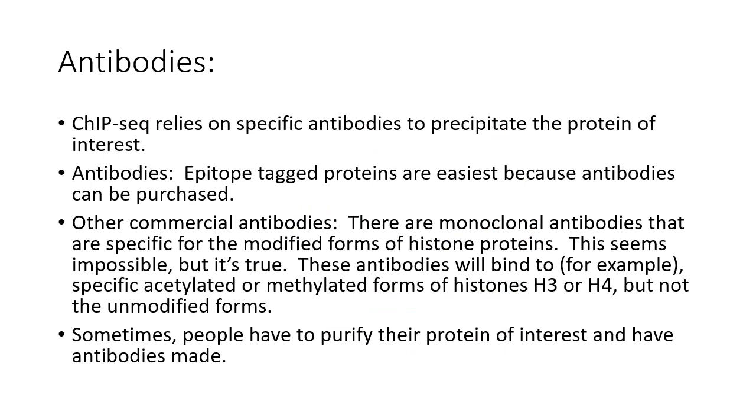Okay, so in terms of doing this, you really have to have specific antibodies. If you're using epitope tagged proteins, that's easiest because you can always buy the antibodies, right? There are actually monoclonal antibodies available to many proteins, not just histone proteins, that can be purchased. Sometimes people have to purify the protein of interest and have antibodies made. But there's an amazing collection of antibodies out there, so that's not usually an important problem if you're working with a model organism.